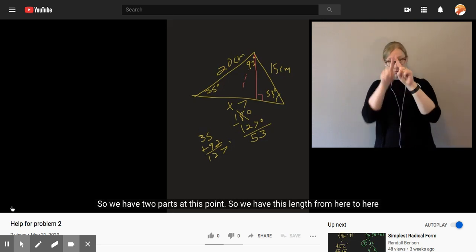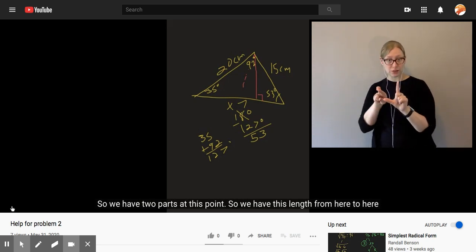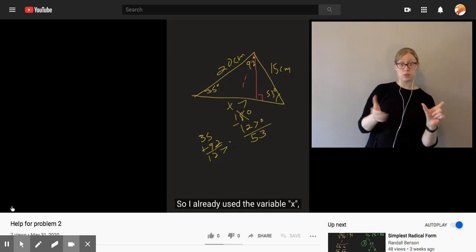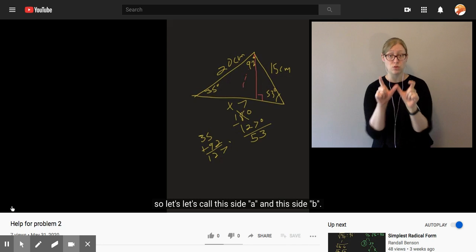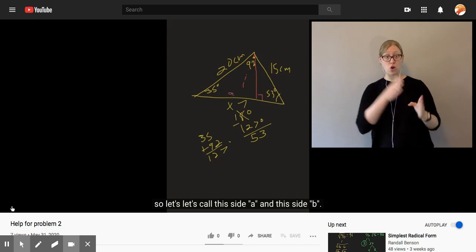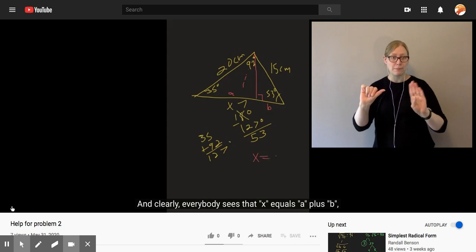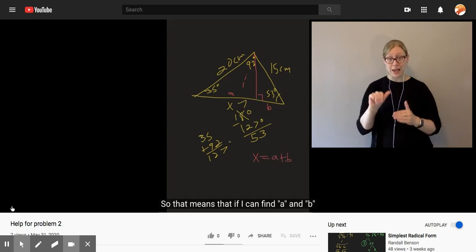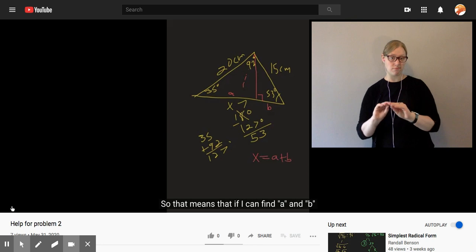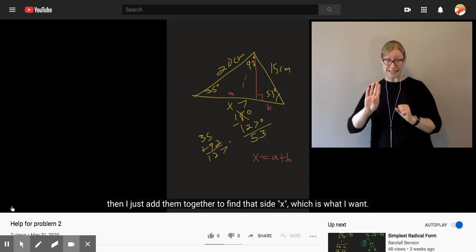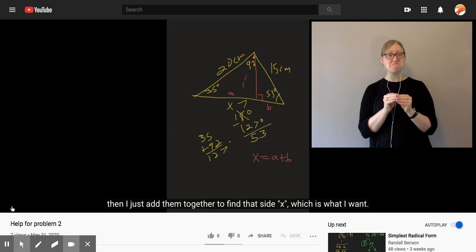So we have two parts at this point. We have this length from here to here, and this length from here to here. I already used the variable x, so let's call this side A and this side B. And clearly everybody sees that x equals A plus B. That means that if I can find A and B, then I just add them together to find side x, which is what I want.